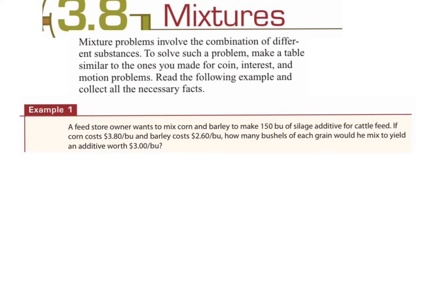And so we have multiple things going on. First of all, we have two different types. We have corn and we have barley. And so that's the first part of this chart that we're going to set up. We're going to set up corn and we are going to set up barley. All right. And then we are going to set up one for our final mix. Our final mix. All right.